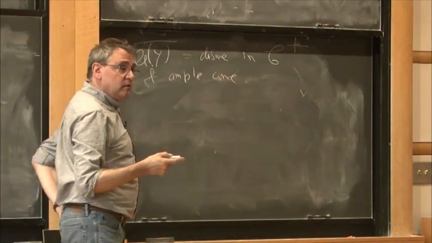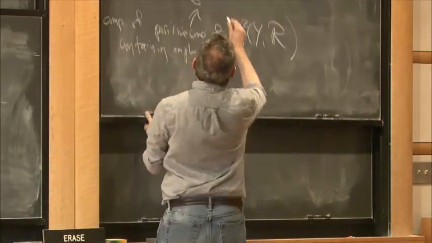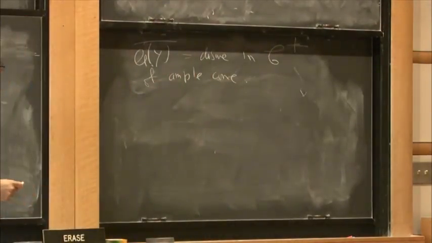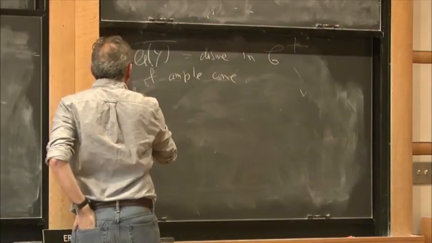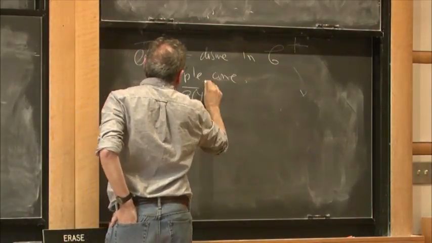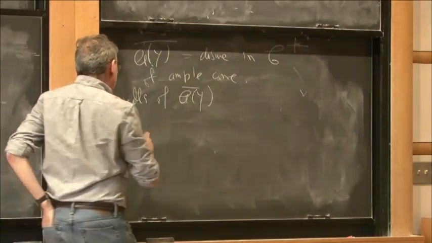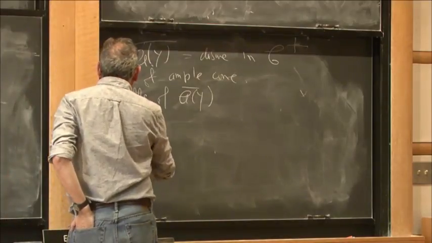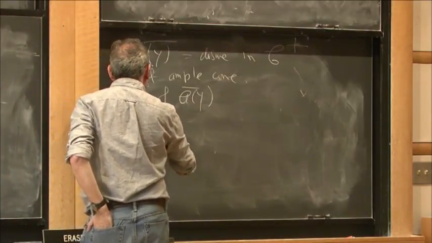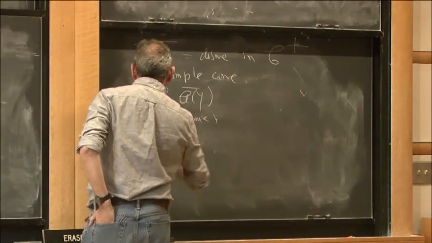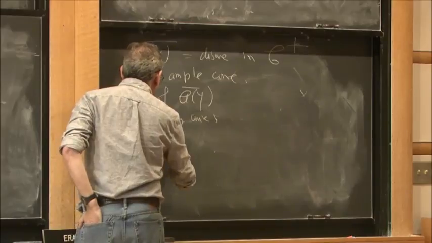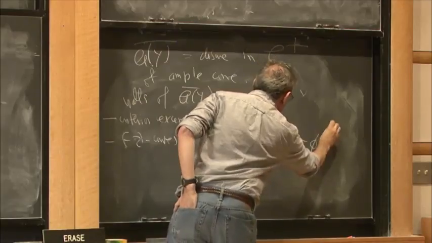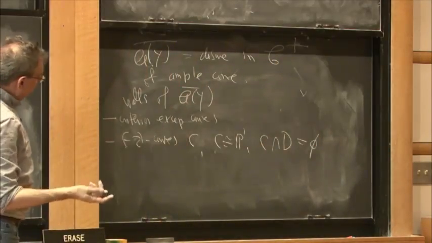And the positive is strict, right, positive cone. Strict. And then the walls, this is locally polyhedral, and the walls of A of y bar correspond to curves of negative self-intersection. So there are three types. They're either interior exceptional curves. There are -2 curves, C. So C is smooth rational, and C intersect D is empty, and therefore C squared is -2.